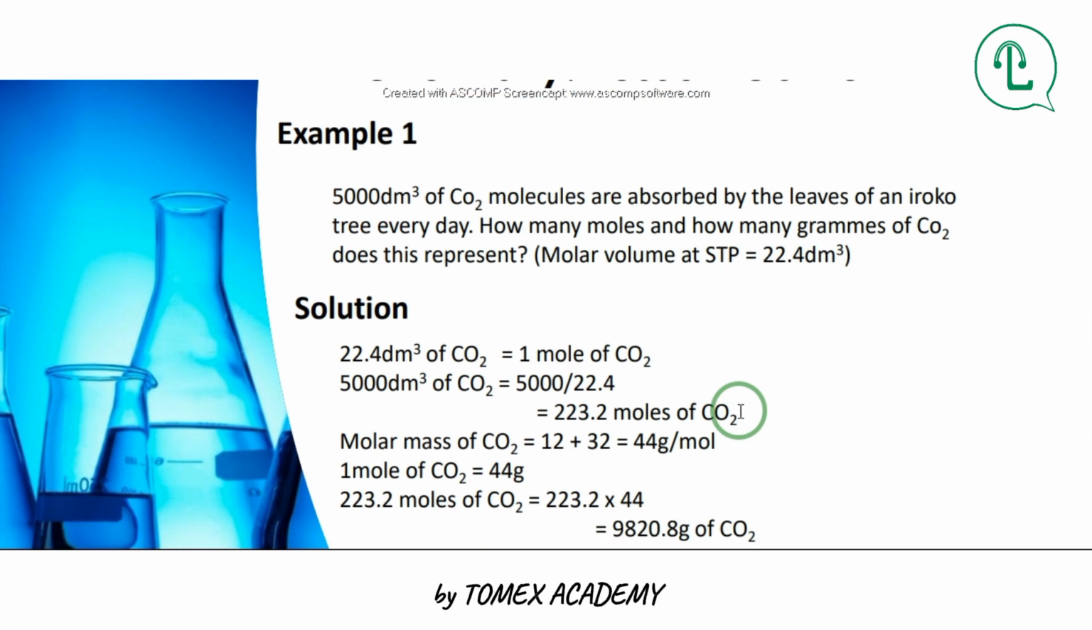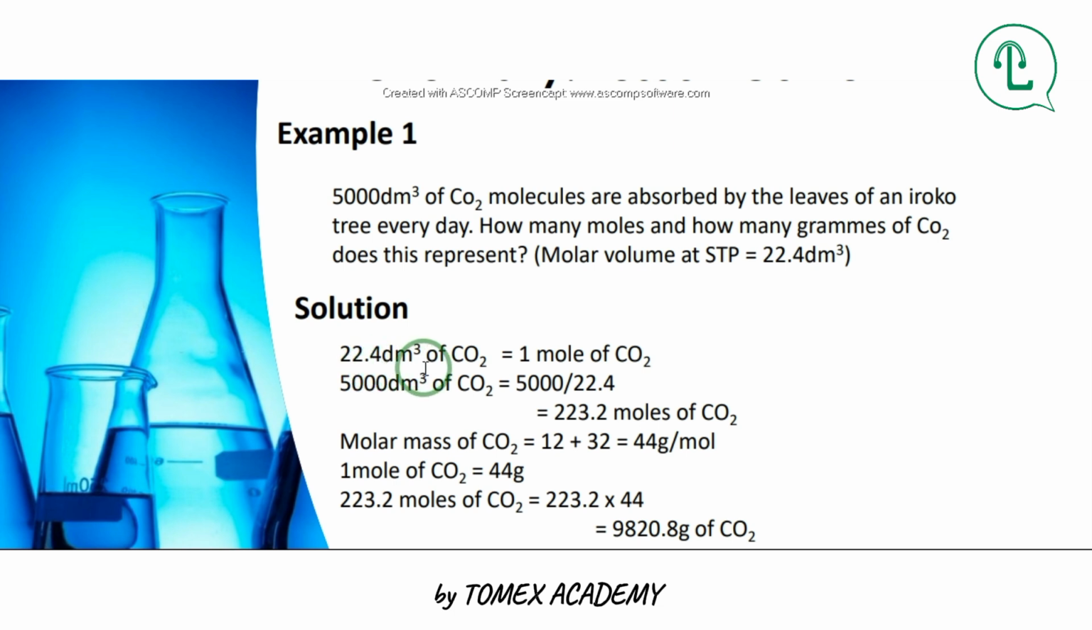Example 1. 5,000 dm³ of CO2 molecules are absorbed by the leaves of an Iroko tree every day. How many moles and how many grams of CO2 does this represent? Molar volume at STP equals 22.4 dm³. Solution. 22.4 dm³ of CO2 equals 1 mole of CO2. That's the standard. It's a law in chemistry. 1 mole of any gas at STP equals 22.4 dm³. This is standard in chemistry.